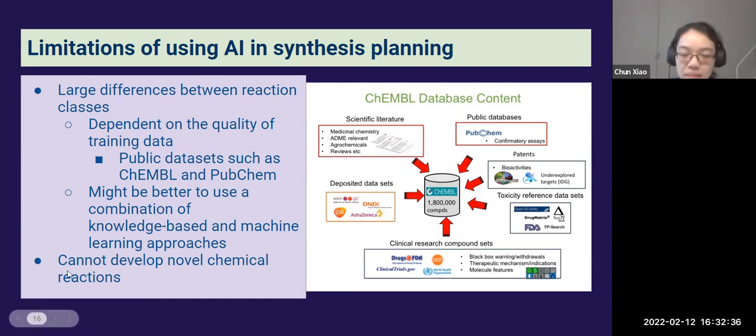Another limitation is that machine learning algorithms currently cannot develop novel chemical reactions. Like it can't think of new chemical reactions that have never been thought of before. So yes, that is something that needs more research.